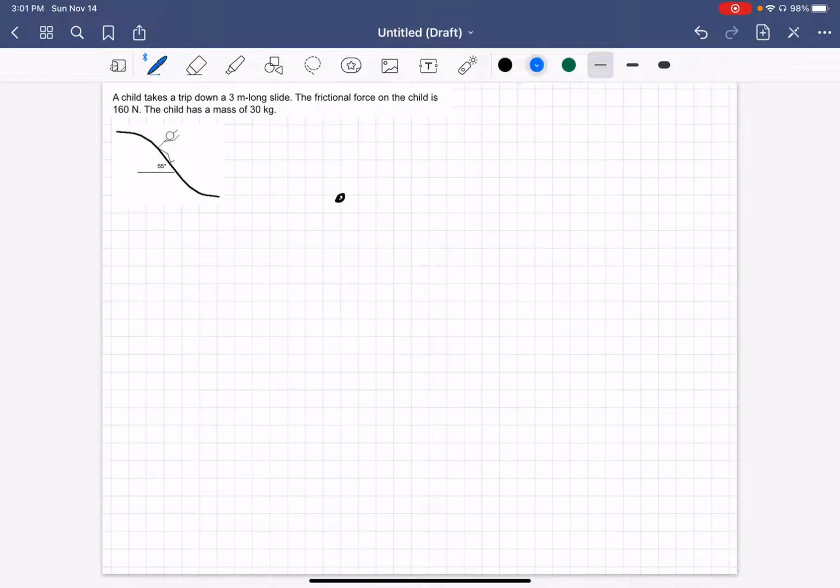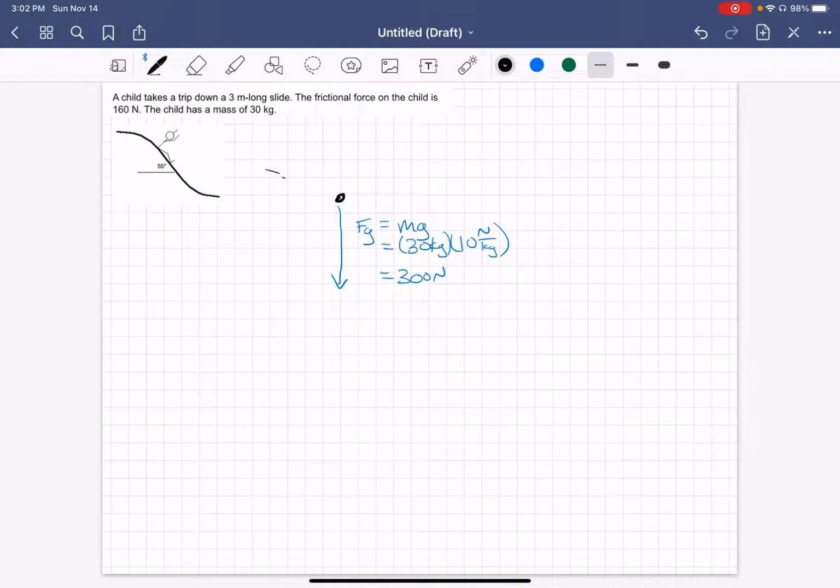Now, the first step in this problem is going to be to draw my free body diagram. I like to start with the force of gravity, which always goes straight down. Now I know the force of gravity is m times g, and we're given the mass of this child is 30 kilograms. And I know that near Earth's surface, g is always 10 newtons per kilogram, which means the force of gravity on this child must be 300 newtons.